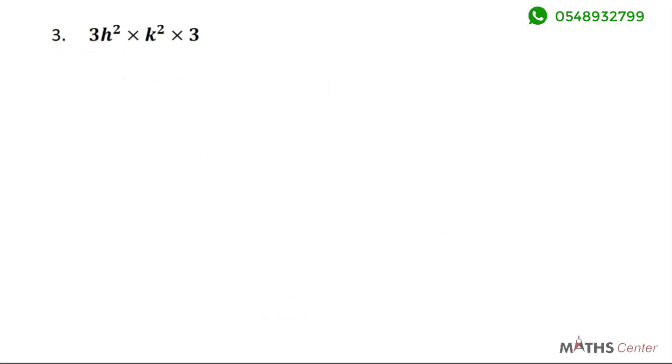Let's take the third example. We have 3h squared times k squared times 3. So what we have to do here is that once again, we group the variables and the coefficients. The coefficients are 3 and 3. So we have 3 times 3, then times the variables h squared and k squared. So from here, we multiply the coefficients. So 3 times 3 will give us 9. Now times h squared times k squared. So we are going to get 9h squared k squared.